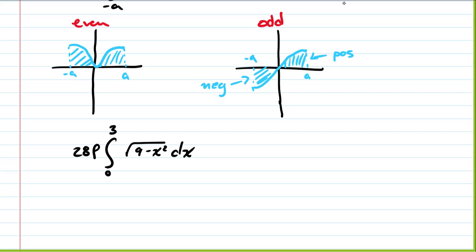Well, we have 9 minus something squared. So this is one of our trigonometric forms. Which substitution gives us something squared minus something squared? Sine. So this is x equals 3 sine theta, and dx is going to be 3 cosine theta d theta.